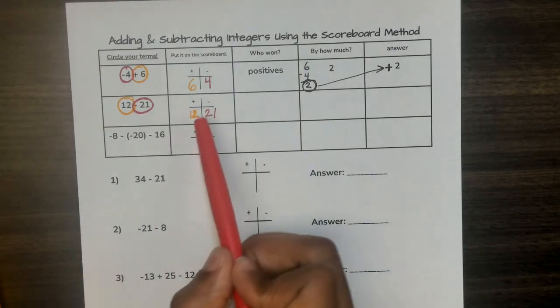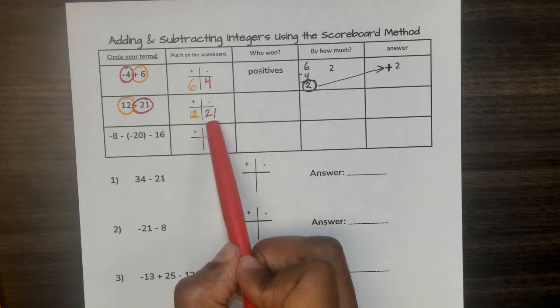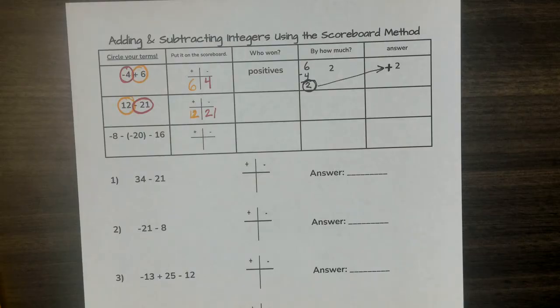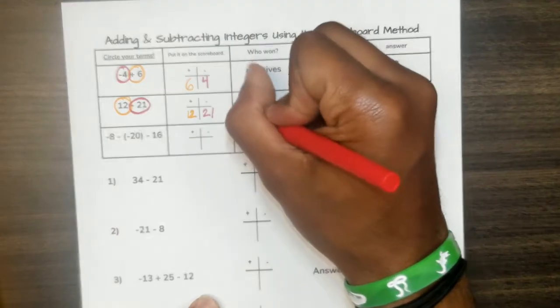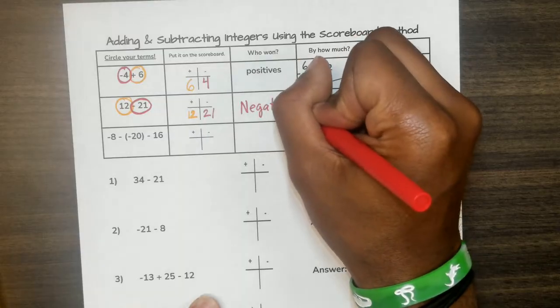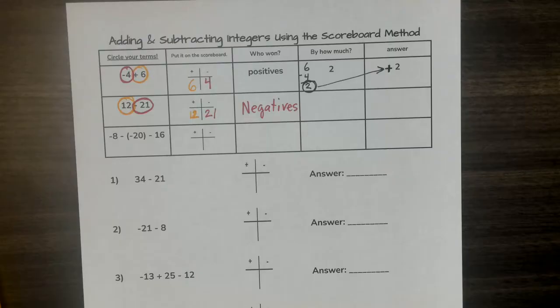So let's look at the scoreboard. The scoreboard shows that the negative team won this game because they have more points than the positive team. So who won here? Negatives. So we're just going to write negatives right here. The negative team won. How many points did they win by?